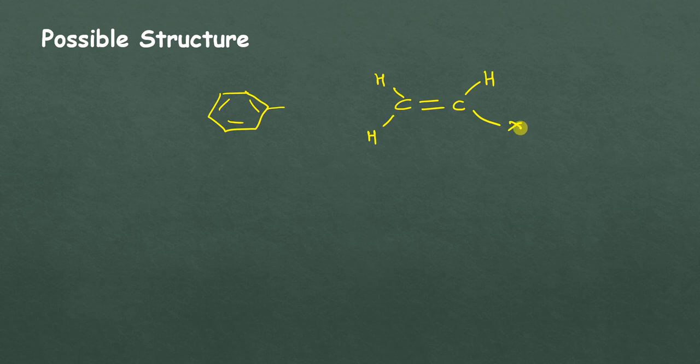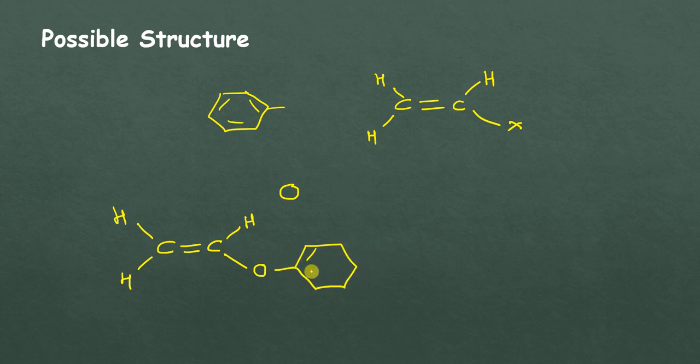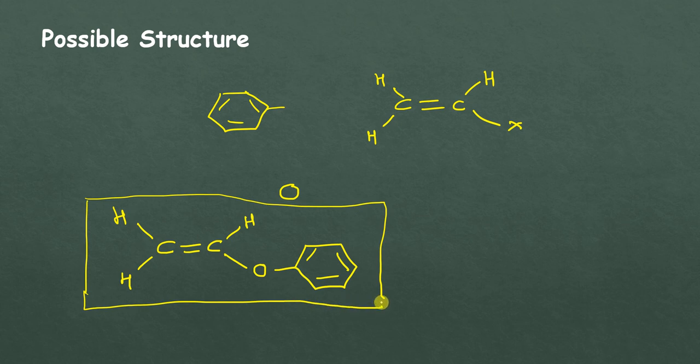We'll put the substituent as X, right? So along with this, it is all CH, right? So along with this we have one oxygen as well. So if you look at these fragments, we can write the structure: CH, CH, CH, O, and benzene ring, right? So this is your answer. We have one monosubstituted alkene present.